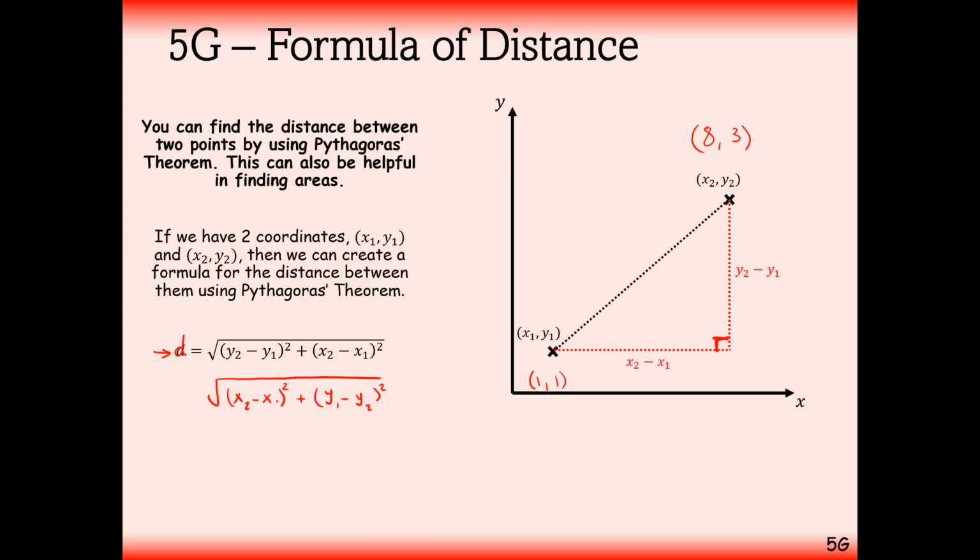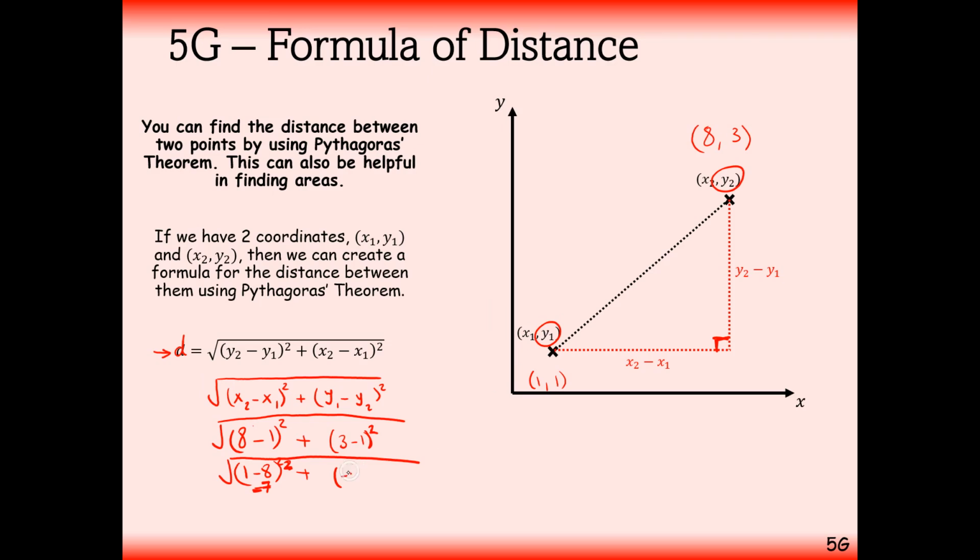So I'll tell you why. When you subtract 8 and 1 from each other, you'll have a positive 7 under the square root here. And when you're subtracting 3 and 1, you'll have a positive 2 squared. What if we wrote 1 minus 8 and then squared it? Well, minus 7 squared will give us the same answer as positive 7 squared. So it doesn't matter as long as you subtract y's from each other and x's from each other. It does matter: don't take away x's from y's. This y needs to be subtracted from another y.